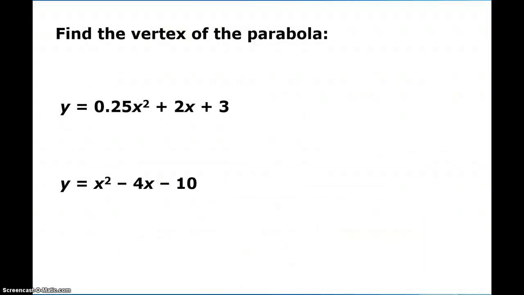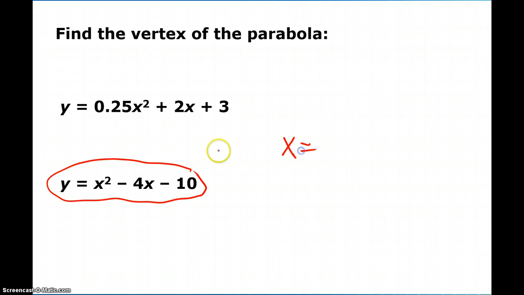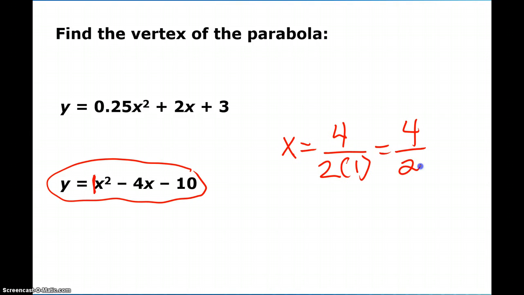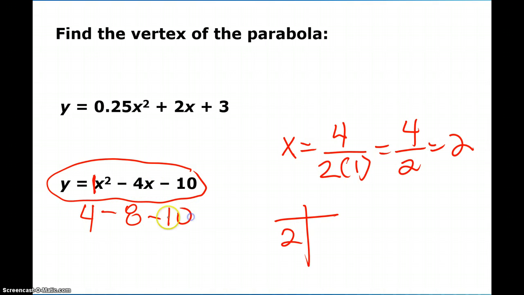And last, do this problem. This was the one you had to do to get your homework, so do that one quick, pause it, and come back. So here's the answer. Opposite of b, opposite of this is a +4 over 2 times a, which is 1, which means that 4 over 2 equals 2. So if x is 2, then I plug that in. 2 times 2 is 4. 2 times 4 is 8 minus 10. So 4 minus 8 minus 10 is -14. So my point is, oh, I lied. My point is 2, -14.